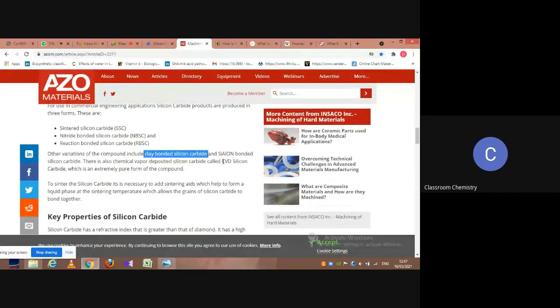CVD means it is chemical vapor deposit silicon carbide, which is an extremely pure form of the compound. जर तुम्हाला चांगले क्वालिटी पाहिजे मल्टिंग ऍप्लिकेशन, देन यू कॅन प्रिपेअर द CVD silicon carbide. CVD means chemical vapor deposited silicon carbide. Okay. To sinter the silicon carbide it is necessary to add sintering aids, which help to form a liquid phase at the sintering temperature, which allows the grains of silicon carbide to bond together.